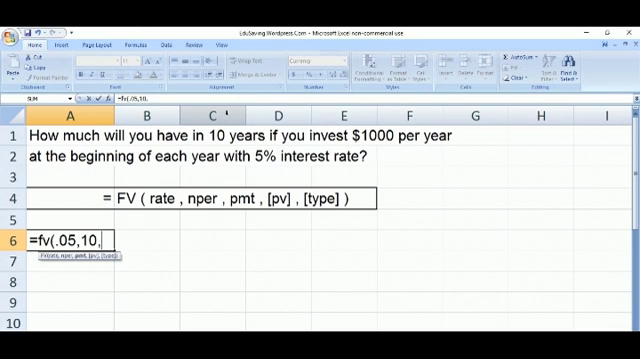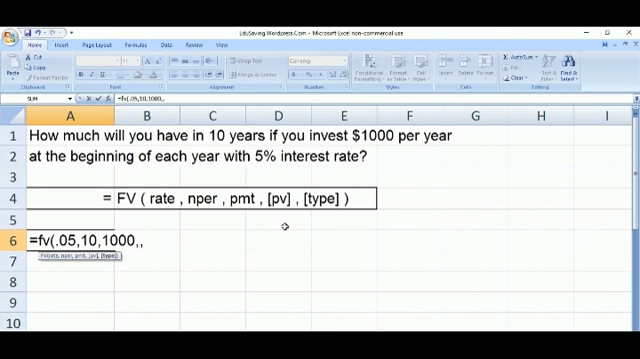And for the payment, you're going to invest 1,000 every year, so type in 1,000. And for the present value, you can either put a 0 or simply leave it blank and insert a comma. The comma just means that we move on to the very next argument, which is the type argument. Now, the reason we don't have anything for the present value is because it doesn't say so in the problem.